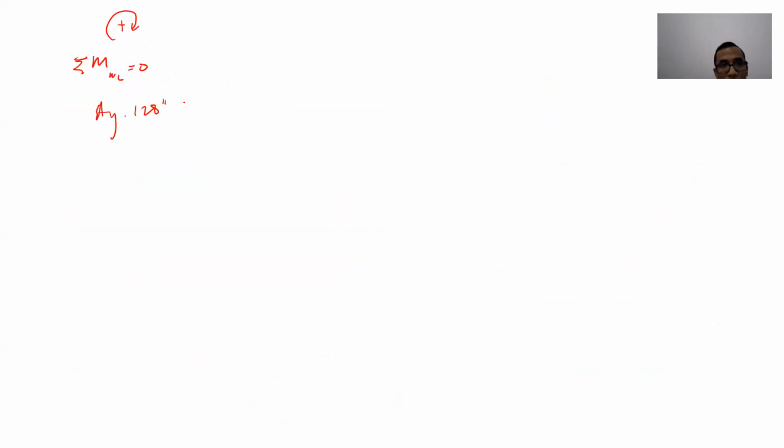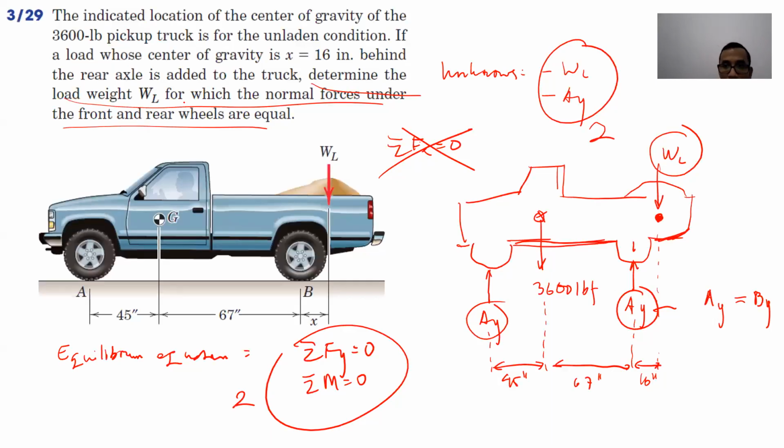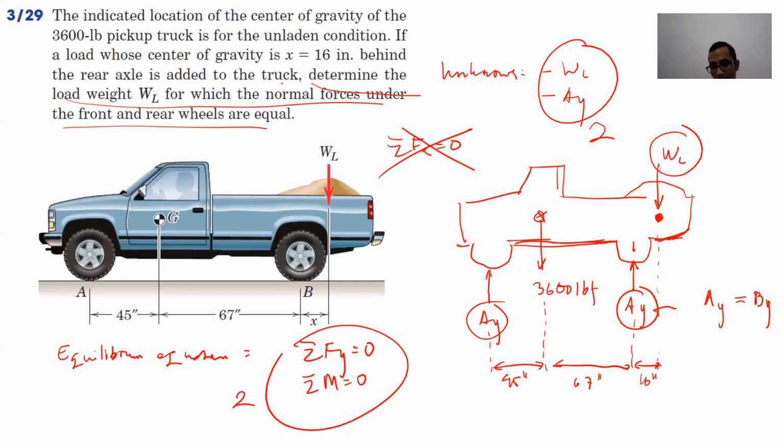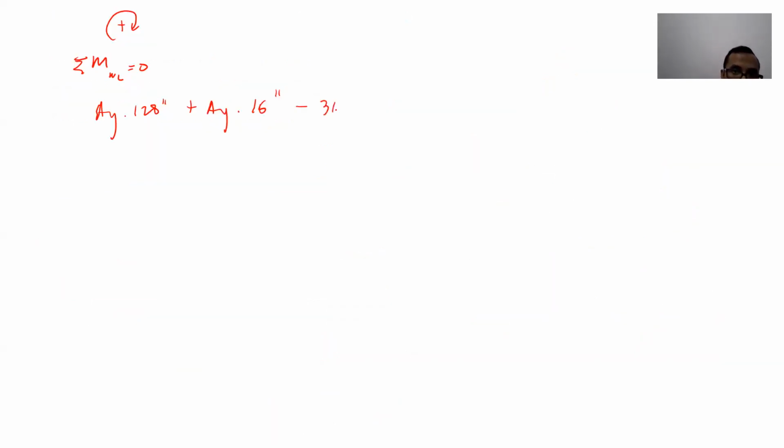Then what else do we have? And then AY again times 16. Okay, plus AY times 16 inches. And then what else? Then 3,600 times 83. 67 plus 16, 83. Okay. Minus 3,600 LBF multiplied by 83, equal to 0, like that, right?